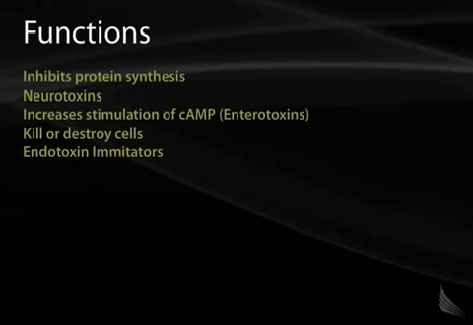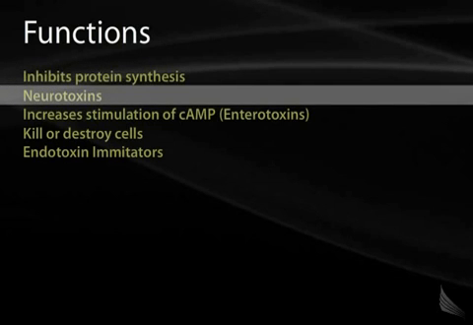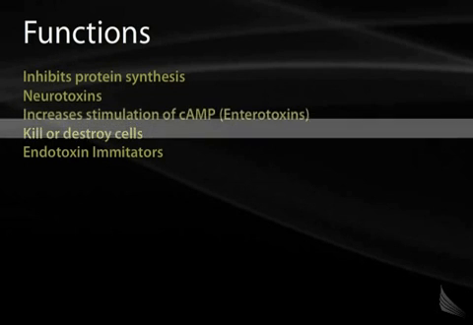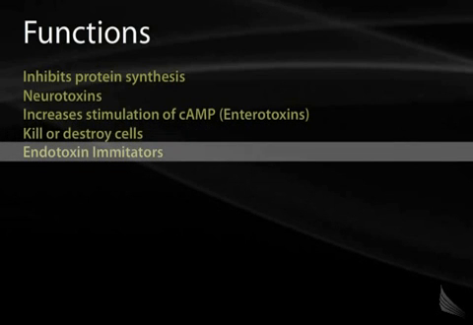The functions of toxins include inhibiting protein synthesis. You have neurotoxins, which attack neural tissue. You can increase the stimulation of cyclic AMP. Those are usually enterotoxins. You can use a toxin to kill or destroy cells. And you have endotoxin imitators.